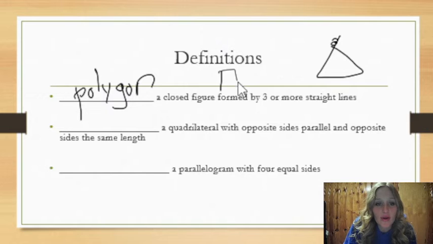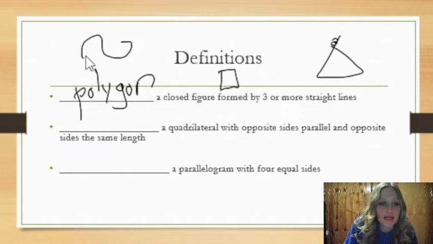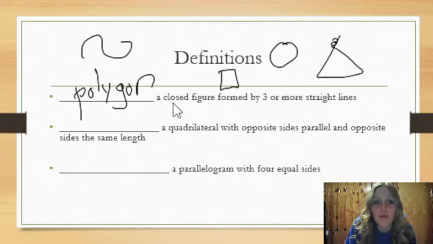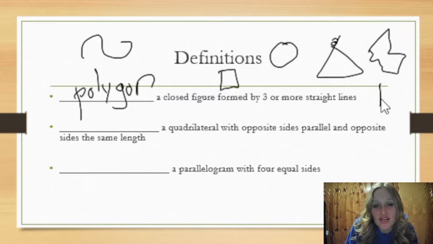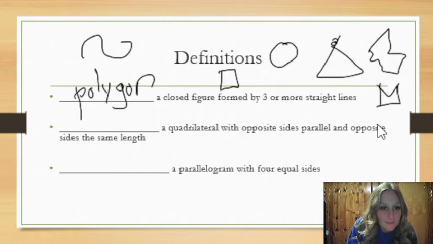Or maybe a square. But a shape like this cannot be a polygon because it's not closed, it's not connected, and it's got curves. A circle, for example, is a closed figure, but it's not a polygon because there aren't three or more straight lines. Something like this could be a polygon because it's just got lots of straight lines in it. Pretend that's not a curve, but you get what I'm trying to say: straight lines, and they're connected, okay?